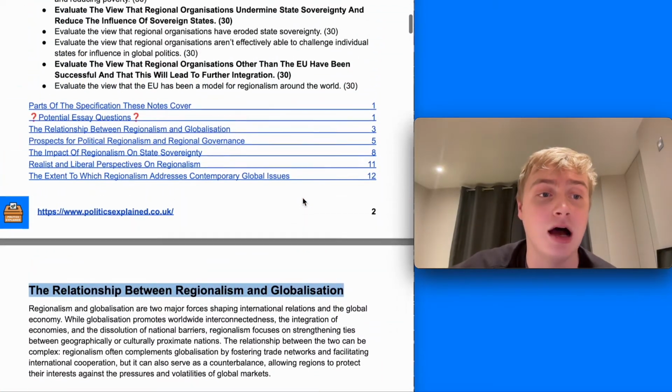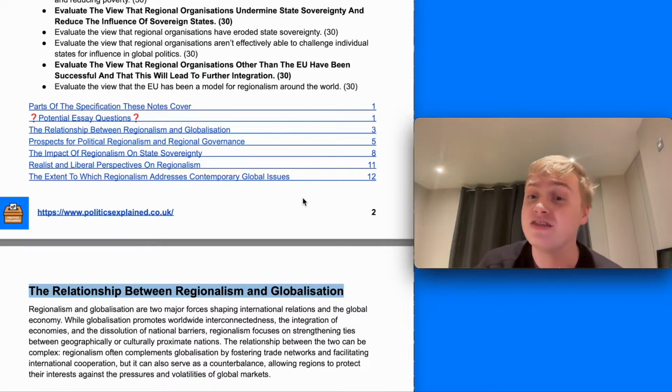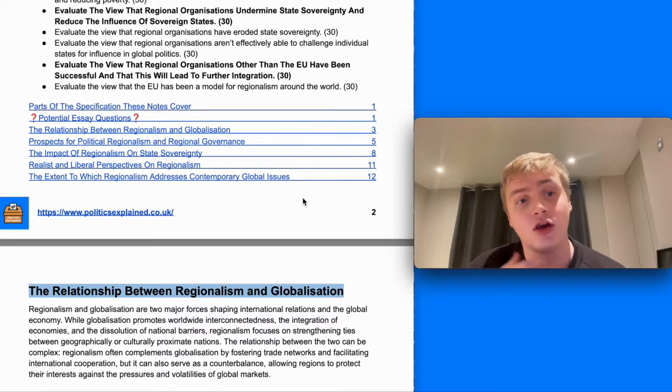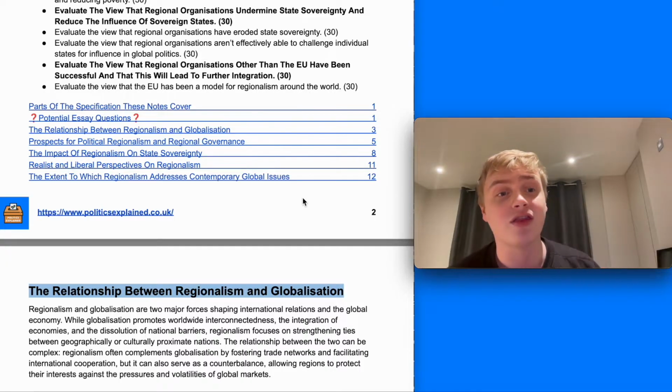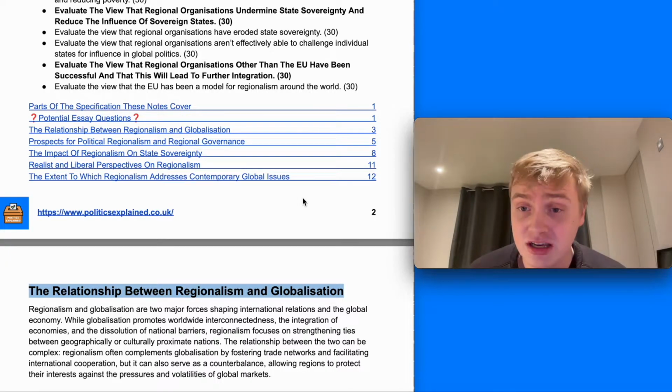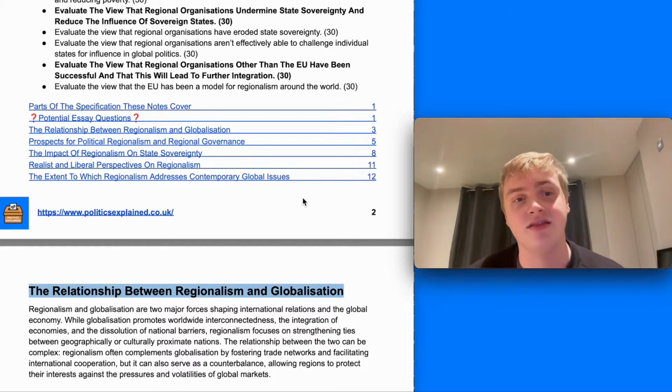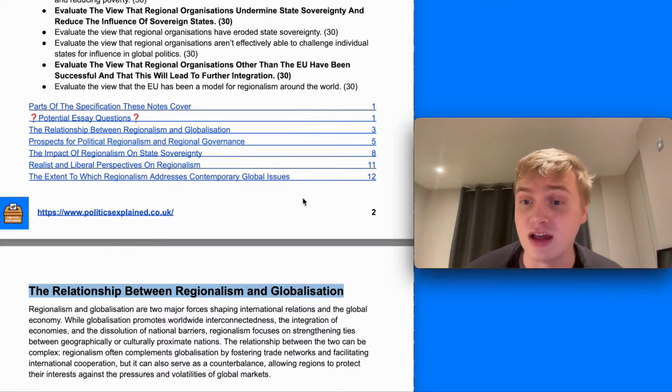From there, I'm going to start by having a look at the relationship between regionalism and globalisation, going then into the prospects for political regionalism and regional governance across the world. I'm then going to look at the impact of regionalism on state sovereignty. We looked in the previous video at the impact of the European Union on state sovereignty, but this one's going to look at more generally bringing in other regional organisations.